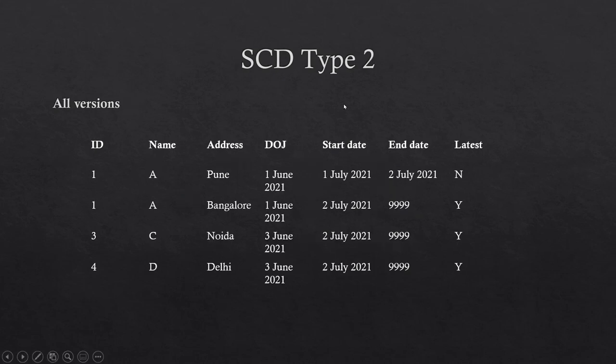But if I look at SCD type 2, what I have done is I have kept the entire history of how the data changed. So first record, earlier was Pune, later it became Bangalore. We are storing both the records. But what we are doing is we have added a few additional columns, the start date, the end date, and a flag which is latest, which means which record is my latest record.